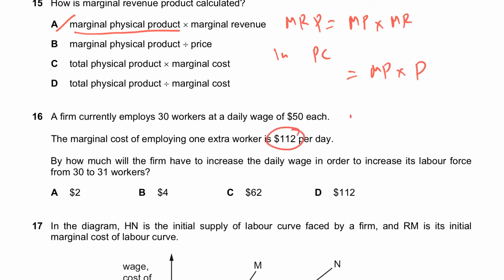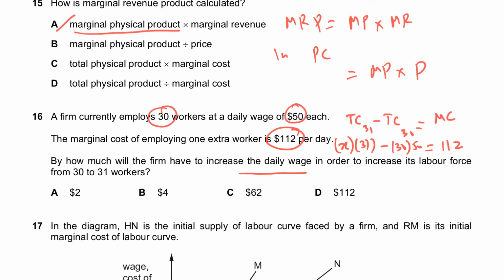112, which means total cost from hiring, for example, 31 workers minus total cost from hiring 30 workers is equal to the marginal cost, which is 112. So what's the total cost of hiring 31 workers? Well, because they're saying by how much will the firm have to increase the daily wage, let's call it x. x times 31 minus 30 times 50. 50 is the wage rate given here, and 30 is the number of workers.